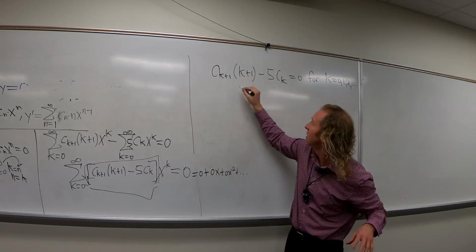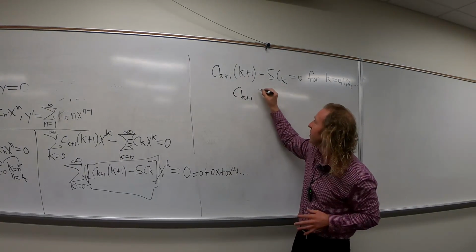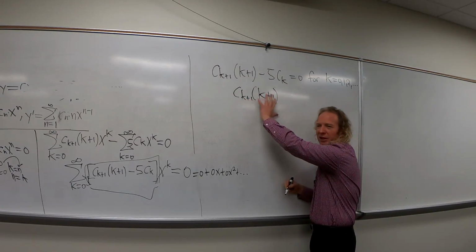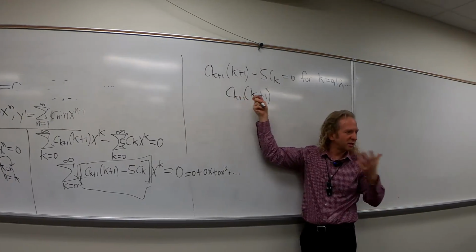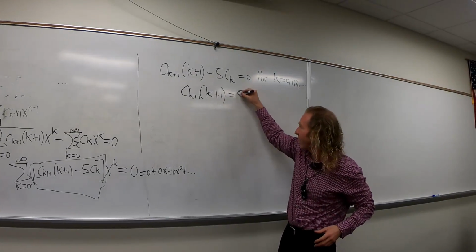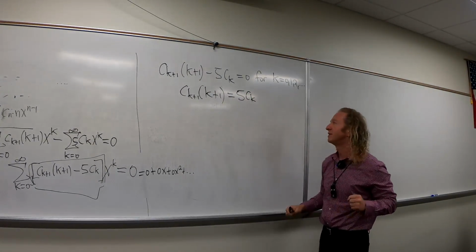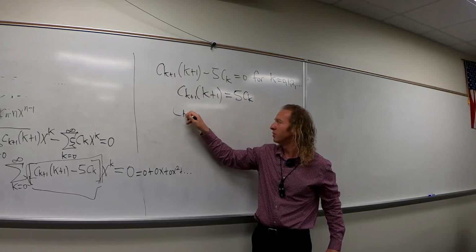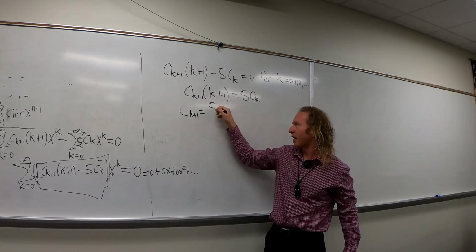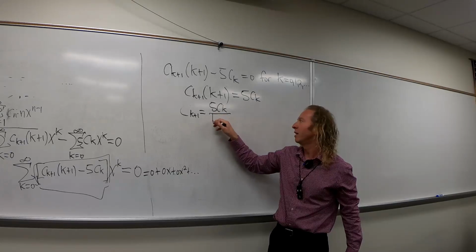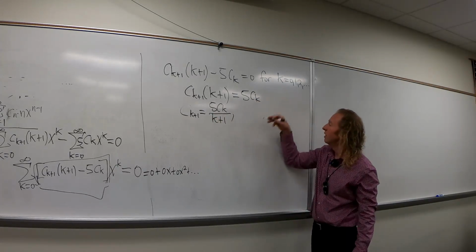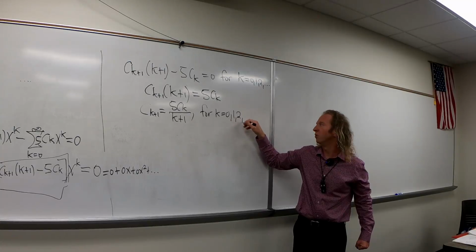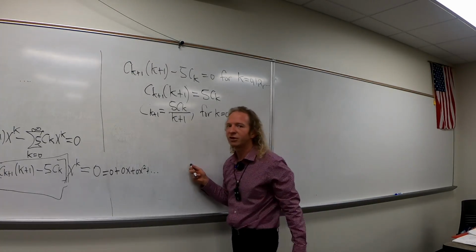So I'll add this. We have c sub k plus 1 times (k plus 1). Again, watch out when you write it so you don't mess up. This is a subscript and this is not a subscript. And that's equal to 5c sub k. And then we just divide by this. So c sub k plus 1 is equal to 5c sub k over k plus 1. And I'm going to write it again: this is for k equals 0, 1, 2, etc. So stop there for a minute.